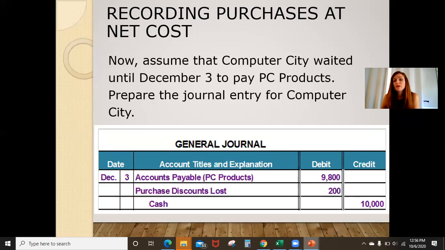So this is what the journal entry would look like because we lost that purchase discount. We are going to debit accounts payable for the $9,800. So that is the full amount that we had recorded in accounts payable that we owed. And we know that we actually paid out $10,000 in cash. So we need to debit an account called purchase discount lost for the $200 that we did not take advantage of. So we have gotten rid of our accounts payable that was on the books because we went ahead and paid it. And we have recognized that we lost that purchase discount. And we have recorded the outgoing of cash of $10,000.